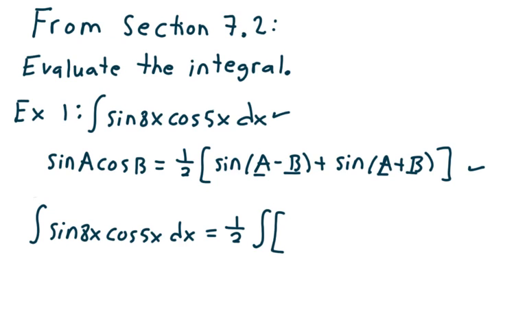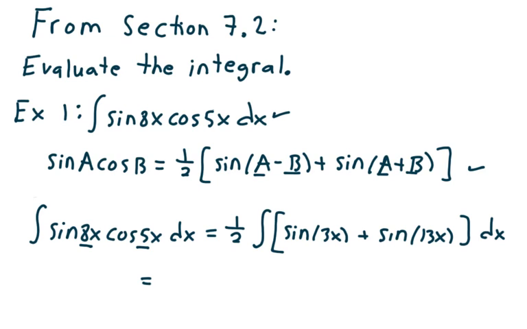Now, 8x minus 5x is 3x, and 3x is the argument for the first term. So I'm going to get sine of 3x. 8x plus 5x is 13x, and that's the argument for the second term. So I'm going to take sine of 3x, and I'm going to add sine of 13x dx.